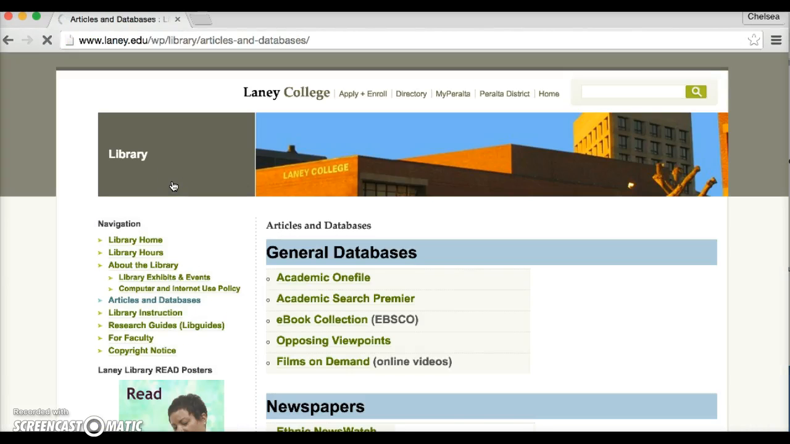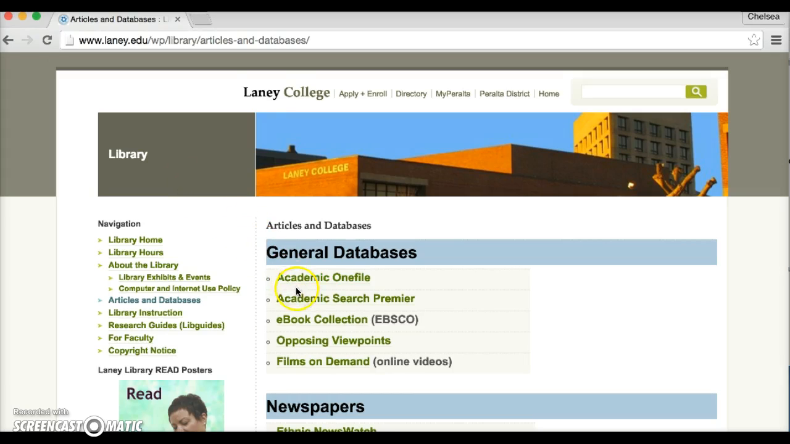So remember that for your rewrite of your problem solution paper, you need to find one academic article and find evidence from that article to support any one of your points, the problems or the solutions you came up with in your essay. The librarian told us about a couple of databases.